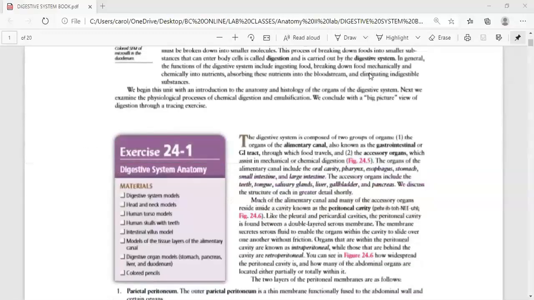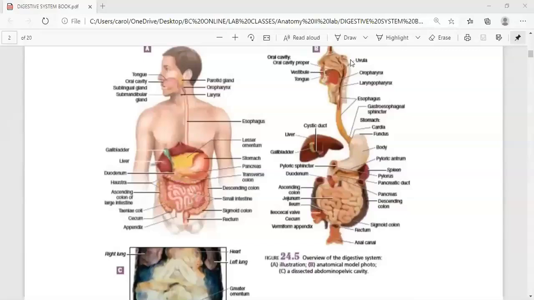We go here to the digestive system. What is the digestive system? The digestive system is a tube like that. That's right here in the mouth. So this is the mouth right there.